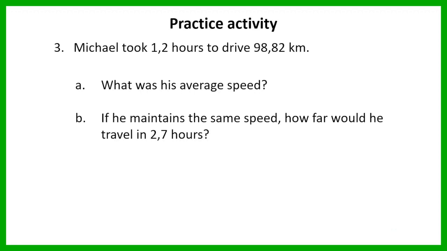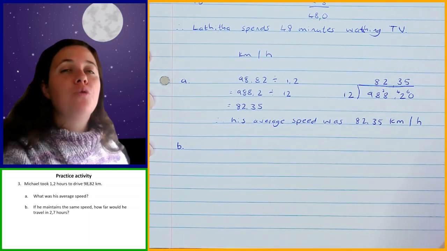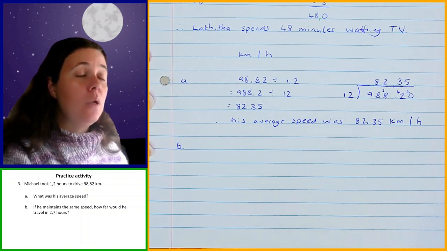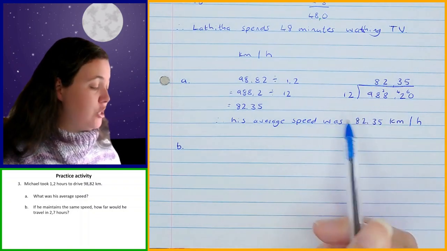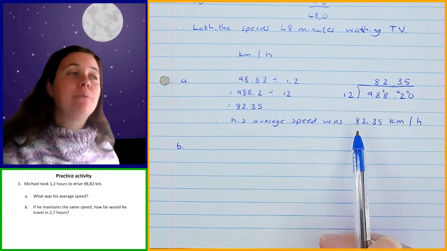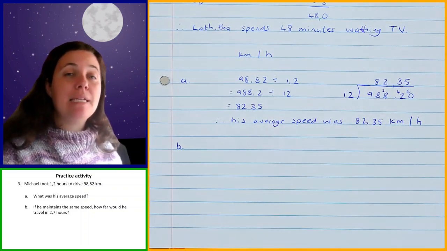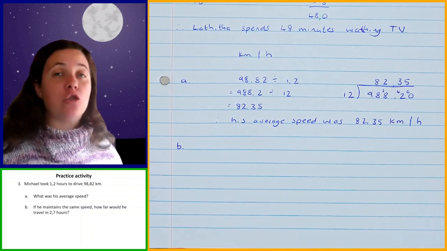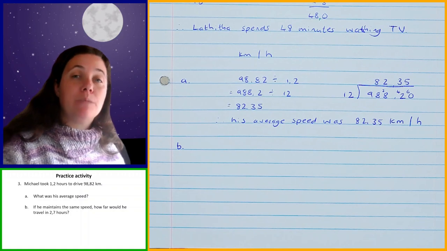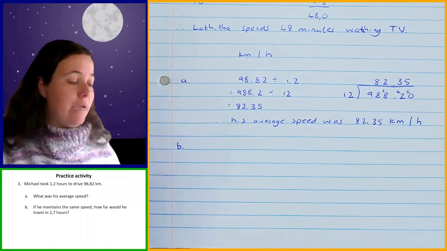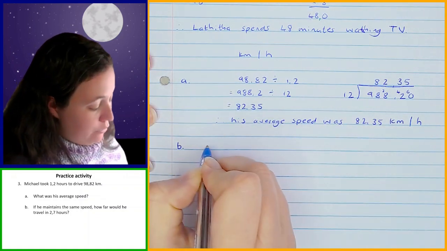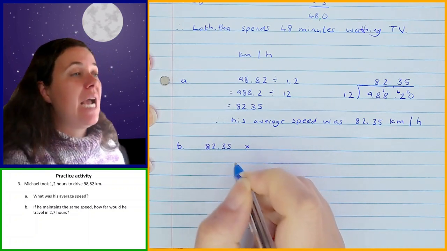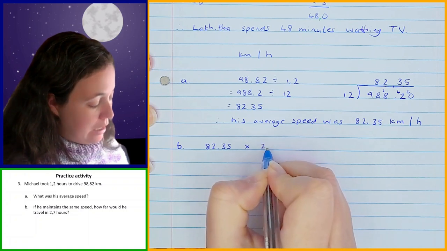Okay, so let's go through that question. To work out the total distance that he would be able to go, we need to take the speed, which is 82.35, and multiply it by the time that he's traveling, because the speed is telling us how far he will go in 1 hour. So if we know how many hours he's driving for, we need to multiply the speed by the time. So it's going to be 82.35 multiplied by the time that he's driving, which is 2.7 hours.